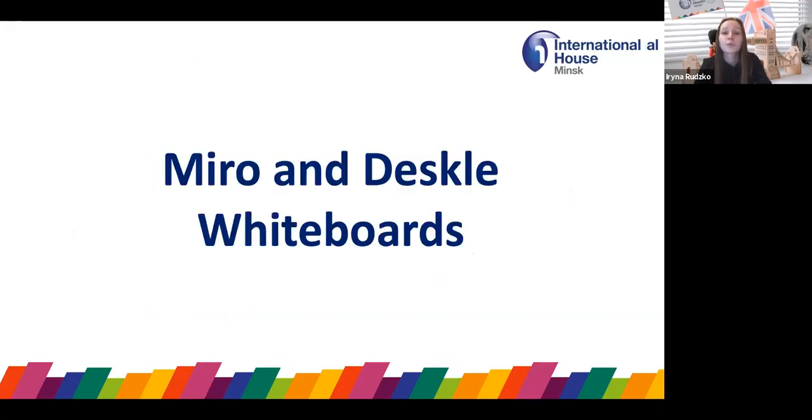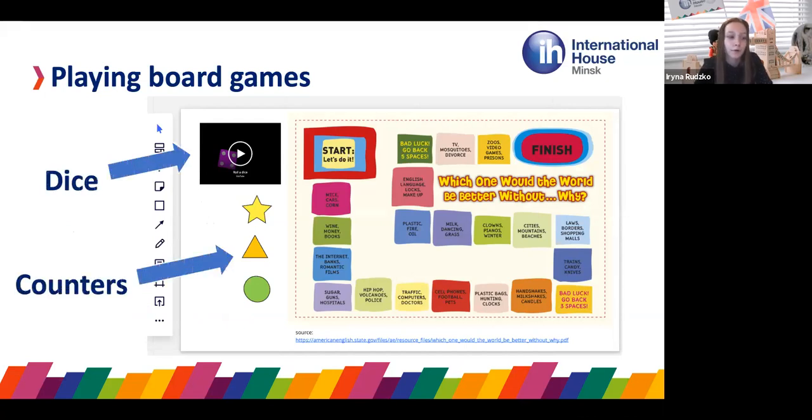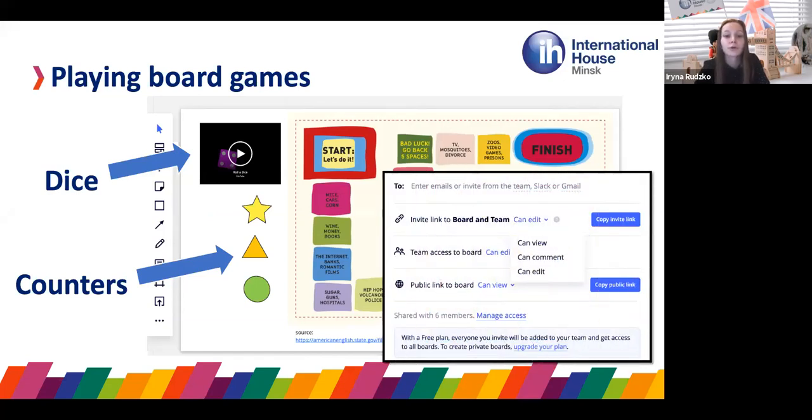Now let's talk about two popular online whiteboards, Miro and Desktop. They're basically the same and have the same tools, so I'm not going to talk about the minor differences between them. On these boards, you can use such tools as text or sticky notes, create different shapes, use connection lines, or draw something. Here there are more options for counters, and you can use a YouTube video to roll the dice. Make sure you give all your students access to edit the board, actually, not just to view it.